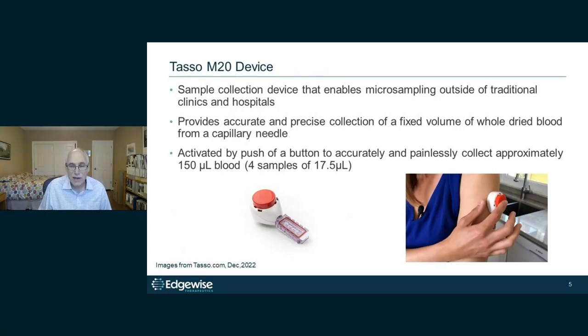So what is this Tasso device? Here I took this from the Tasso website, and you can see a picture of it in the middle here. It's really a very simple device. It gets attached to the upper arm, push a button, and it collects 17.5 microliters in 4 different samples, and then it's a dried blood spot in the end of the day. And so we needed to investigate whether that dried blood spot technology was amenable for our compound 5506.